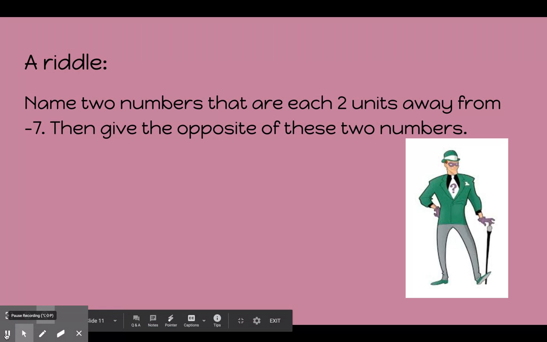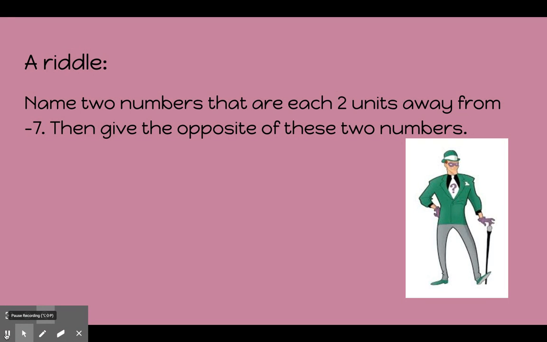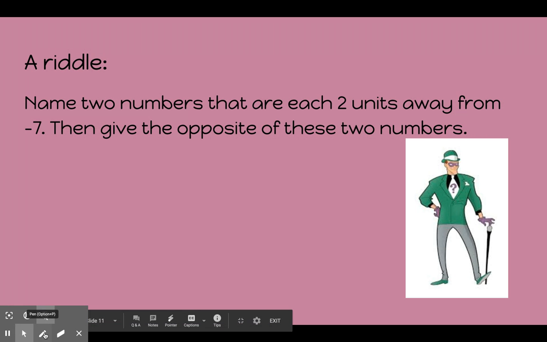Ready for a riddle? Thinking about what we've been doing with opposite numbers, can you name 2 numbers that are each 2 units away from -7? And then give the opposite of these 2 numbers? Well, let's think about that.